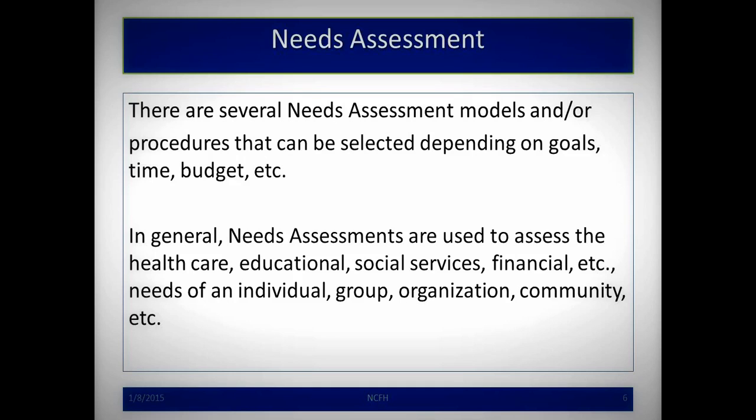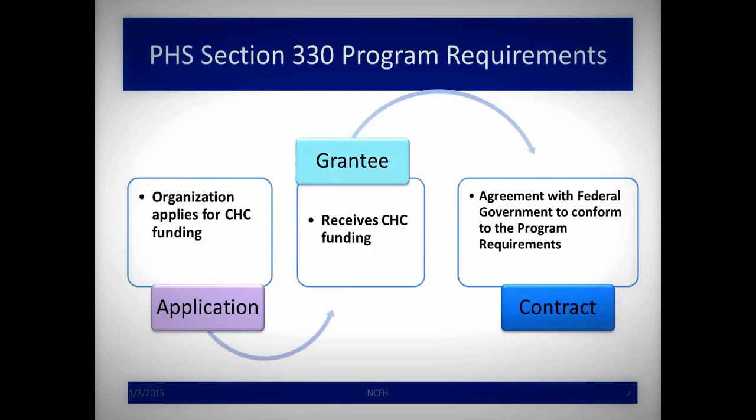Now that we have an idea where we are going, let us talk about the Public Health Service Section 330 requirements. When an organization, such as a health center, applies for funding and is funded, it agrees to follow all guidelines and conform to all program requirements. For all purposes, it is like signing a contract with the federal government. And like any other contract, the health center must be monitored to assess its compliance with the terms of the contract.